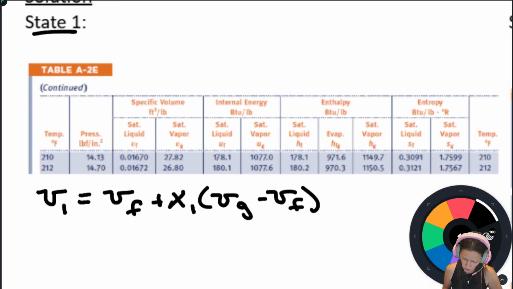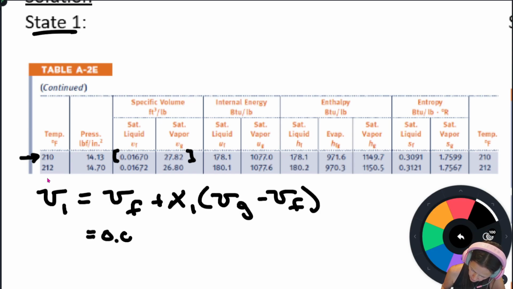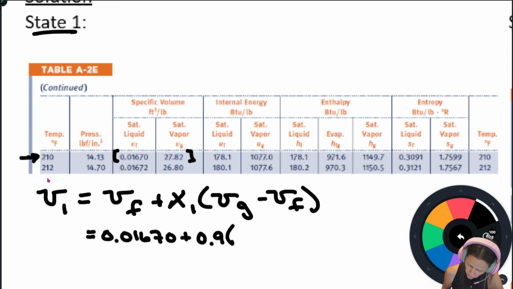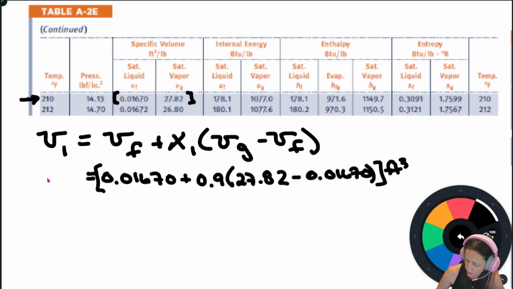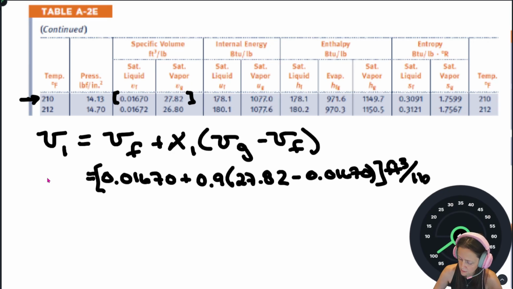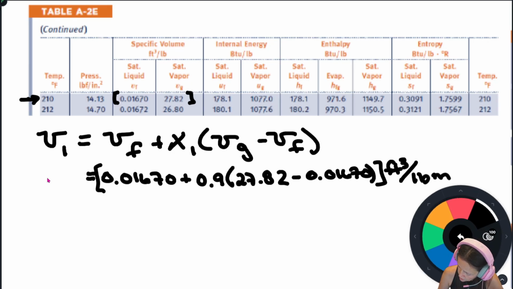All right, so let's scroll in on this. It's a little fuzzy, but I think we can see it. We're looking right here at 210 degrees. There's our V sub F and V sub G. So V sub F, 0.01670, plus my quality, 0.9, times V sub G, 27.82, minus our V sub F, 0.01670. And I'm going to be a little lazy and put my units out here all together: feet cubed per pound mass.